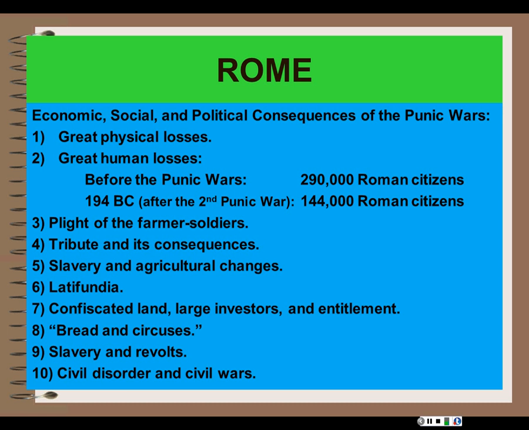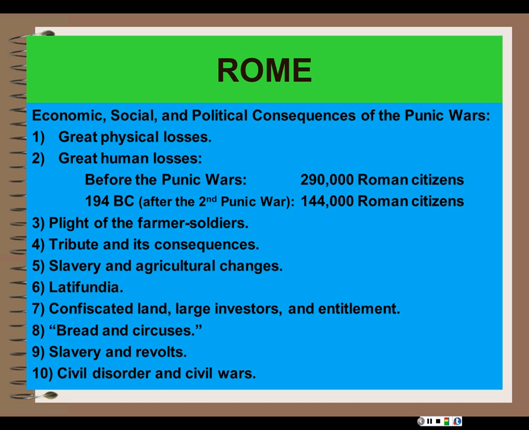The fourth thing that we're going to talk about is tribute and its consequences. Because the conquered peoples in the Punic Wars were expected to pay tribute in either silver usually or in grain, right, in agricultural produce, a lot of capital, silver and grain, was pouring into the Roman capital at Rome.